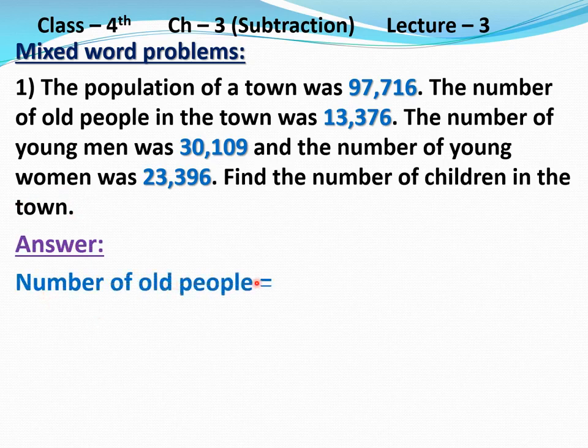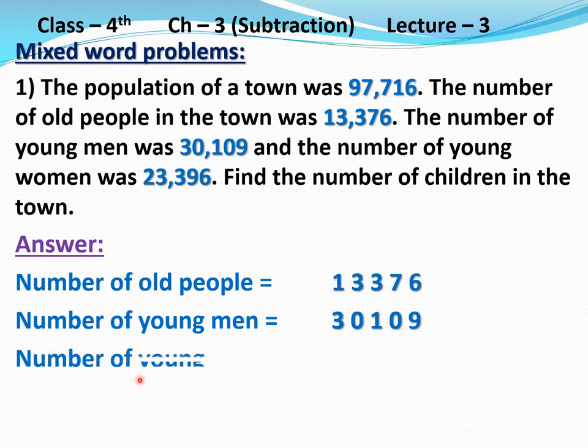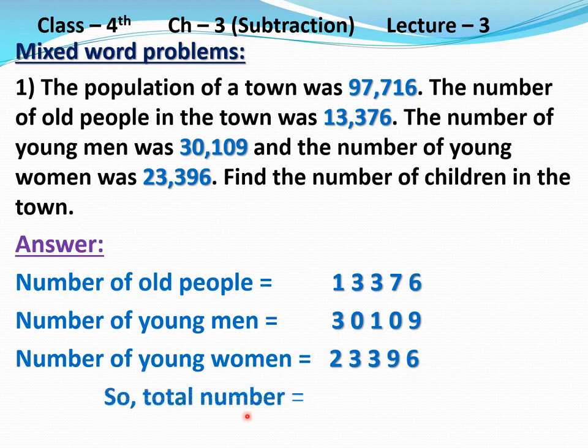Answer, write statements. Number of old people equal to 13,376. Number of young men equal to 30,109. Number of young women equal to 23,396. So total number equal to, what will we do? We will do addition. See, 6 plus 9, 15 and 15 plus 6, 21. Write 1 here and 2 carry.